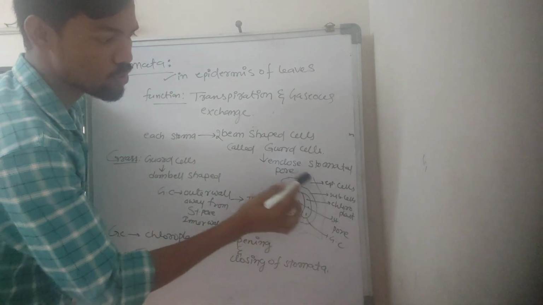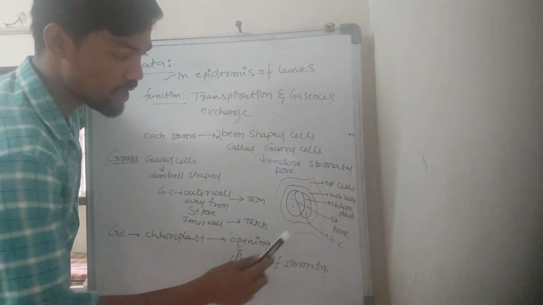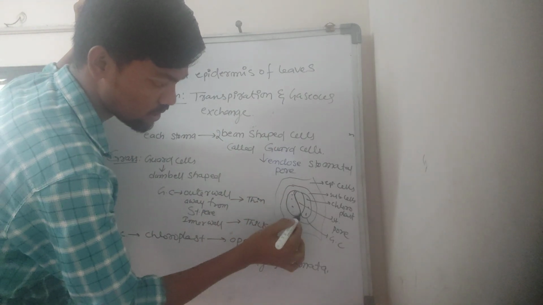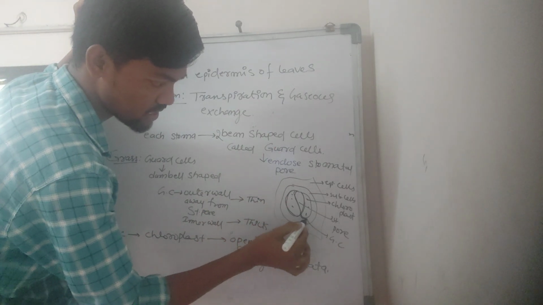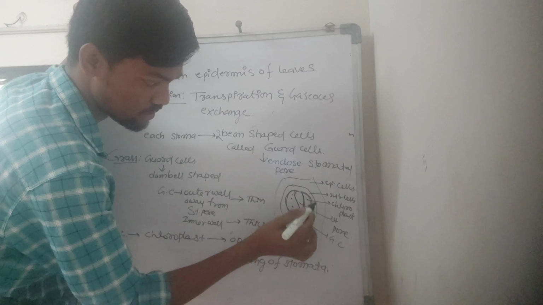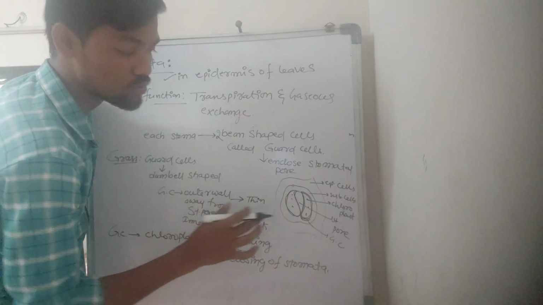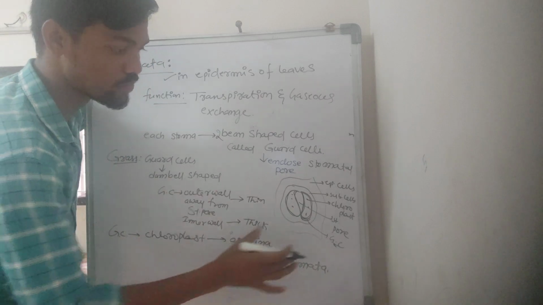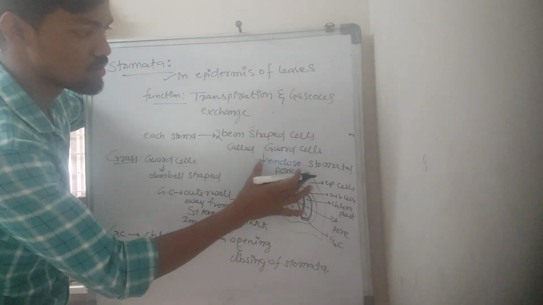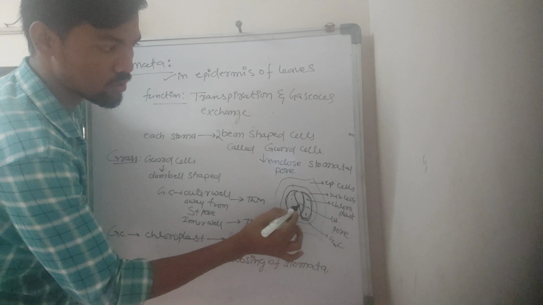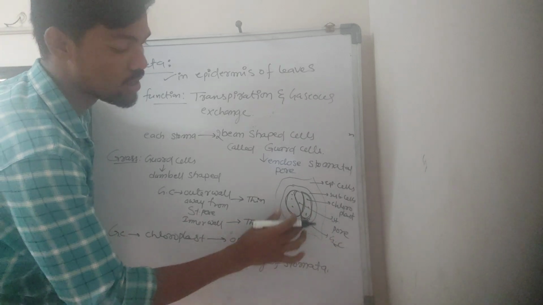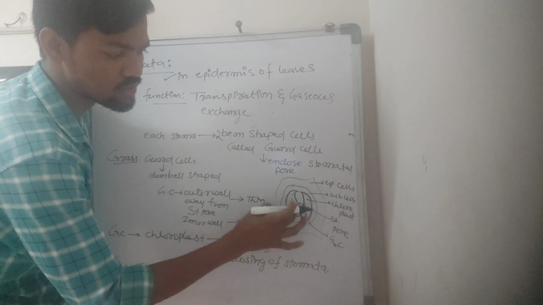This is the whole stomata. Among these, these two are bean-shaped cells, shaped like this. These are called guard cells, GC meaning guard cells. This is the stomatal pore. The guard cells enclose the stomatal pore.